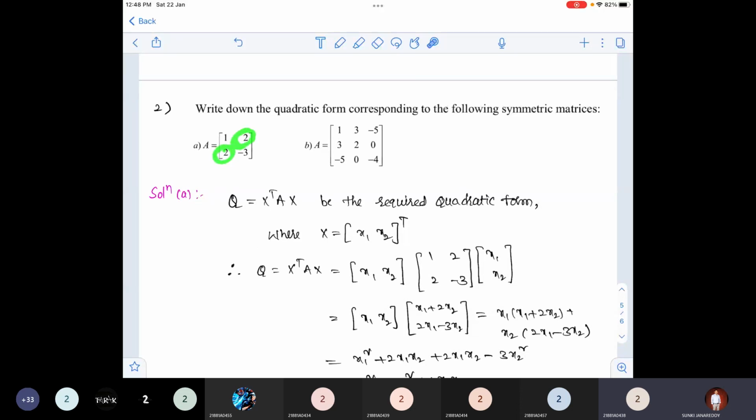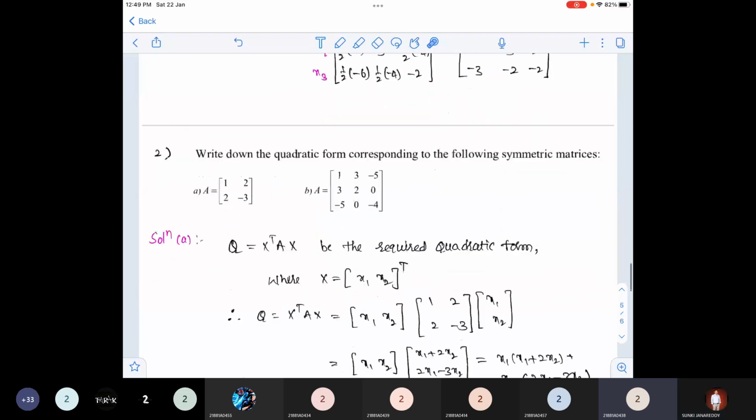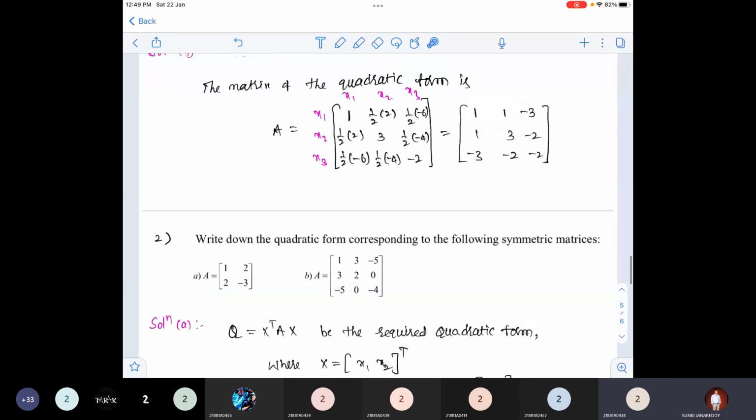Here these two are the coefficients of what? The xy term. Do not say half here. While finding the matrix we need to take half.